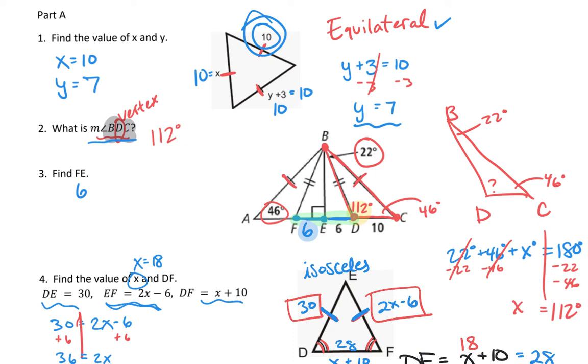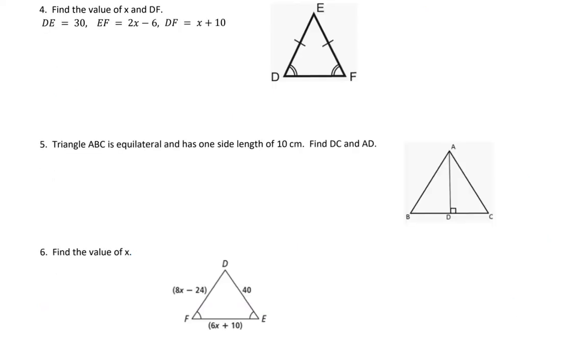I don't like writing segment lengths inside of a triangle. That's weird. So DF has a length of 28. Cool. All right, this is the same problem. We already did that one.